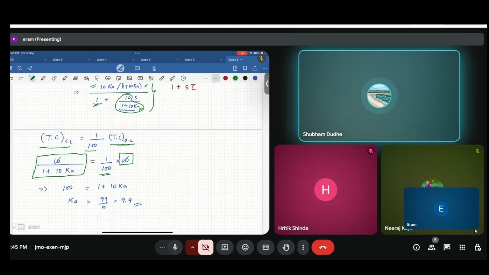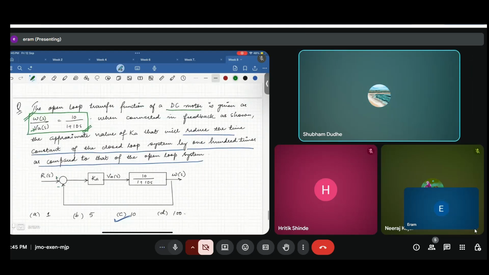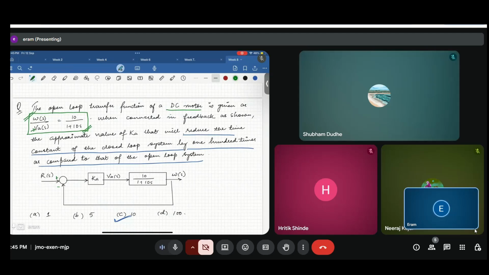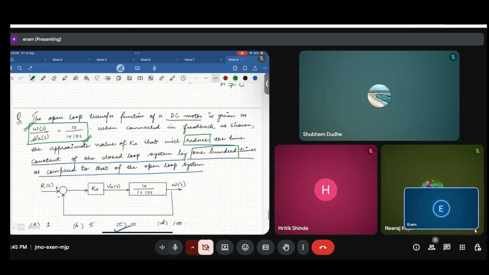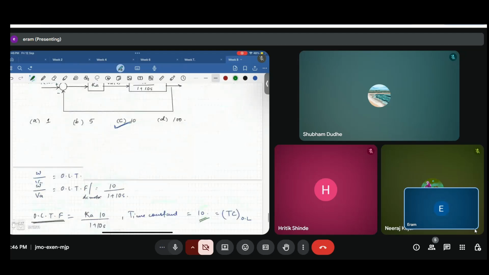It is not 1 by 100 times. It is 100 times. No, it is said to reduce it by 100 times. We don't have to increase it by 100 times, we have to reduce it. So that's why it is 1 by 100. Clear, ma'am. Okay. Yes. So understanding the question is very important. That's how you get little clues on how to proceed with the problem.